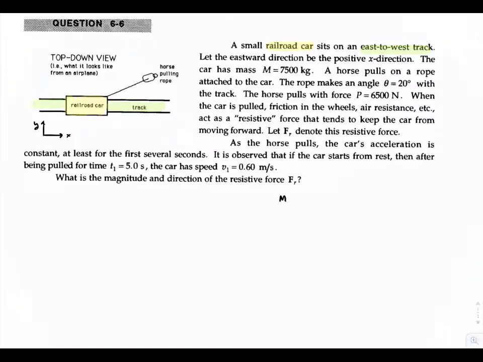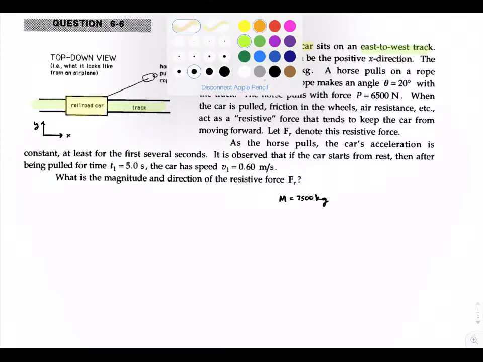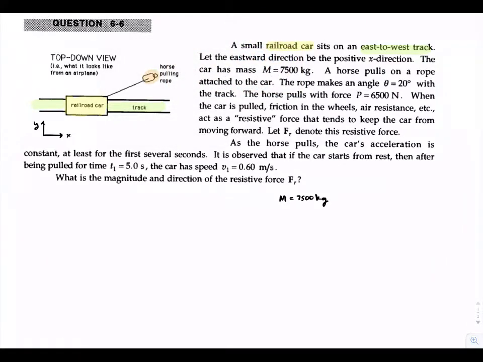We have a mass of 7,500 kilograms. The horse pulls on a rope, so here's our horse. I guess I'll make the horse orange. The horse pulls on a rope attached to the car. The rope makes an angle of 20 degrees with the track, which is also an angle of 20 degrees with our x direction. The horse pulls with a force, P, equal to 6,500 newtons.